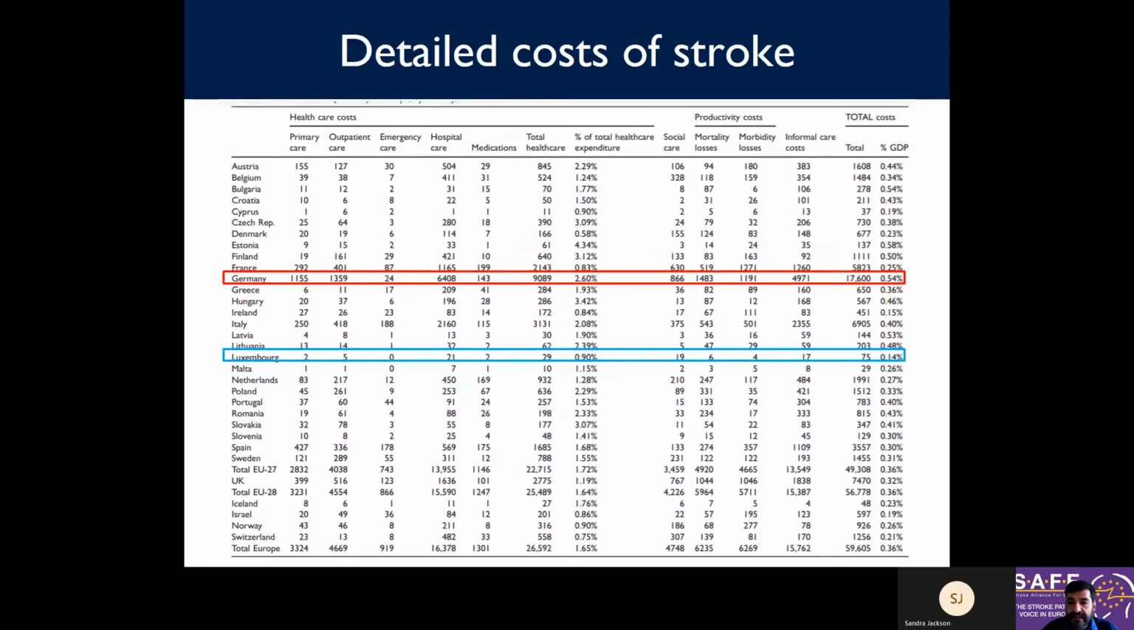So here we also present what the costs are for every individual country in the analysis. And if we just look at the last column on the right, we can see the total cost and also the percentage of those costs that would be part of GDP. So we can see, for example, that in Luxembourg, stroke has the lowest impact in terms of the nation's economy, with only 0.14% of GDP lost due to a stroke, whereas in Germany, 0.54% of GDP is lost due to stroke.